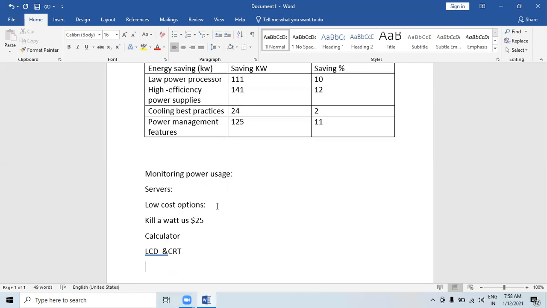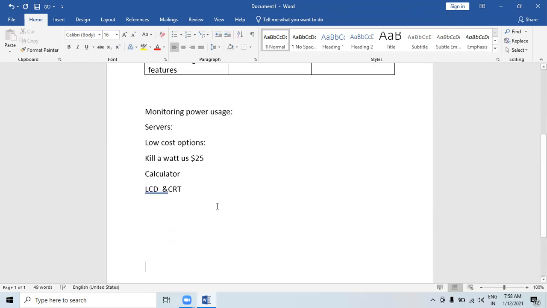So this is about the low cost power consumption options. Okay, so with the help of these devices and some calculation, we can try to reduce power use.